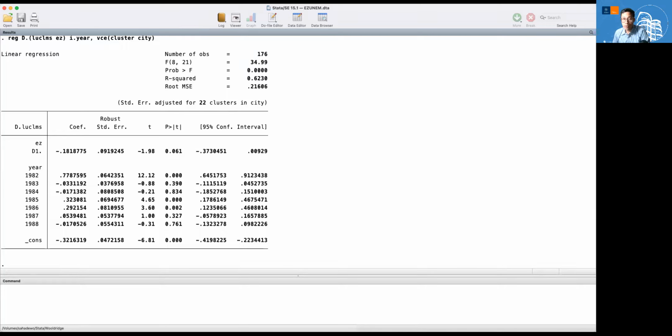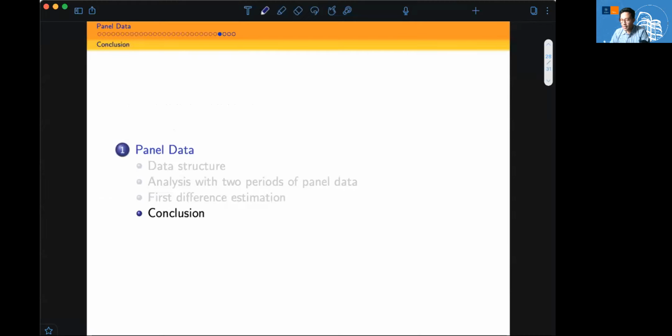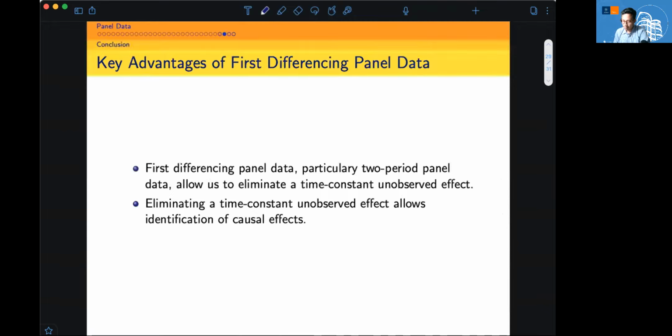All right, so I'm going to go back to our discussion on the note, and I'm going to go through some of the conclusions of the lecture this time. Okay, so there are key advantages of first differencing panel data. The first one is that it allows us to eliminate a time constant unobserved effect. So eliminating a time constant unobserved effect allows identification of causal effects.